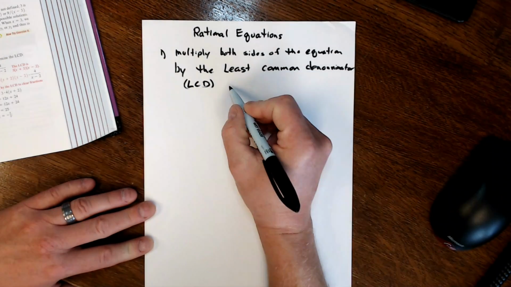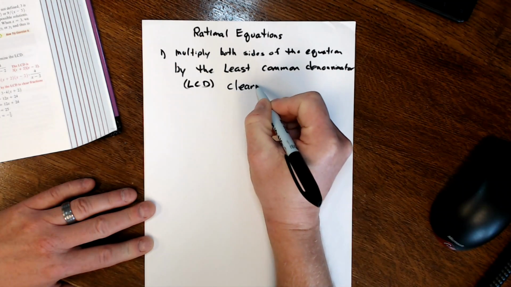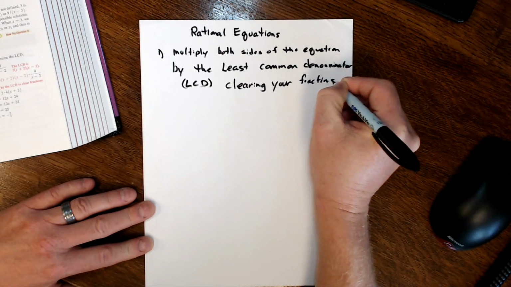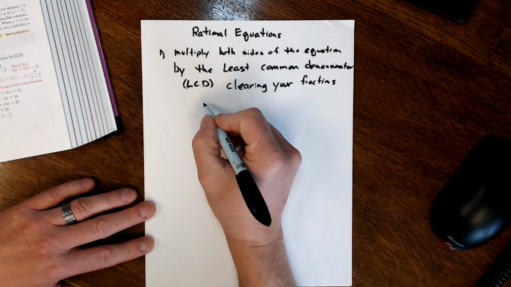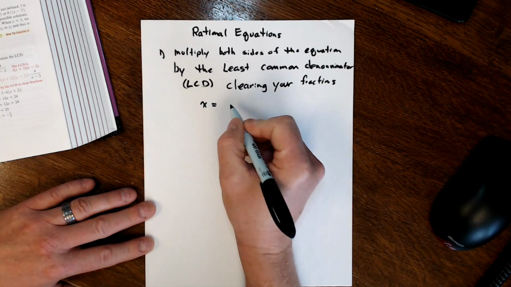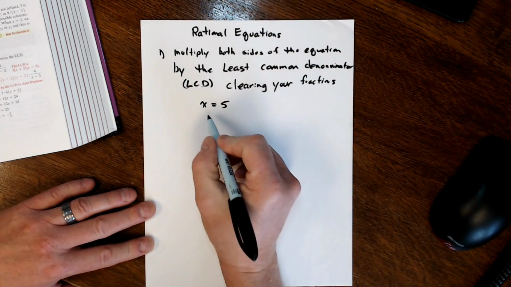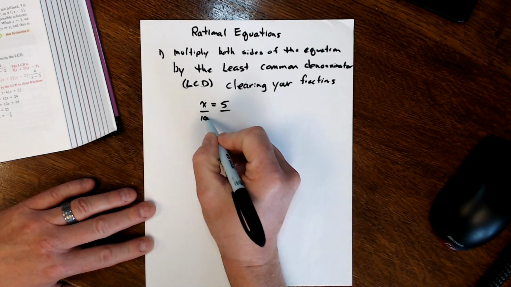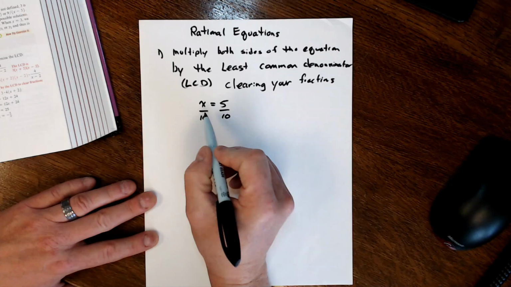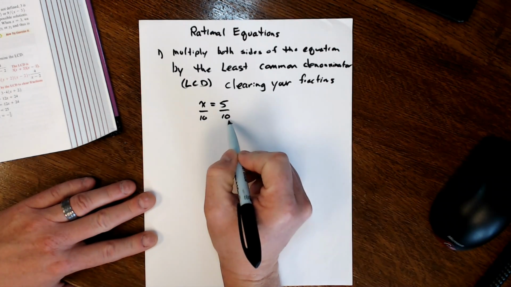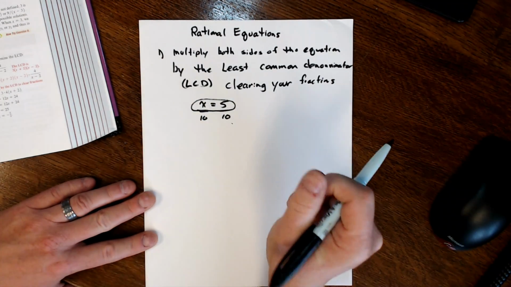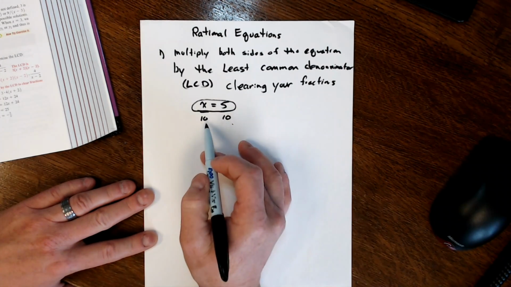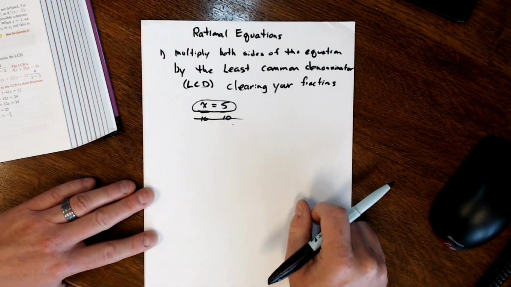This is what's called clearing your fractions. And the way that this works is that if you have an equation where you have x is equal to 5 or whatever, if you divide both sides by any expression, maybe it's 10, the only thing that really matters, as long as the denominators are the same, is that the numerators are equal to each other. So when your denominator is the same on both sides, you can clear it out.